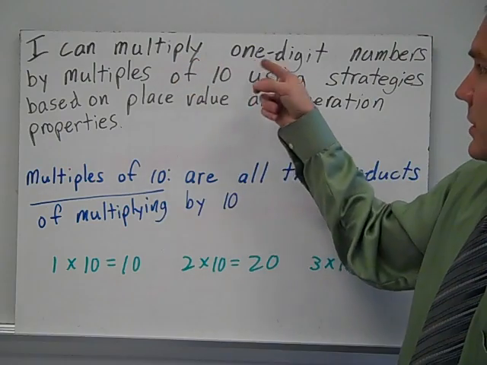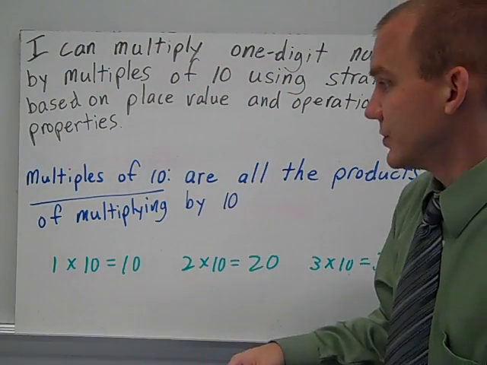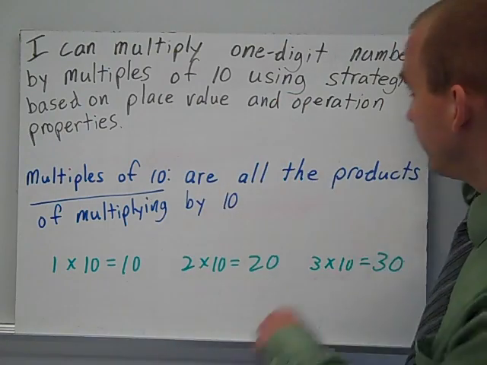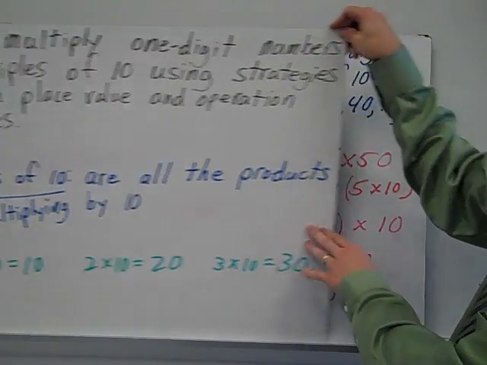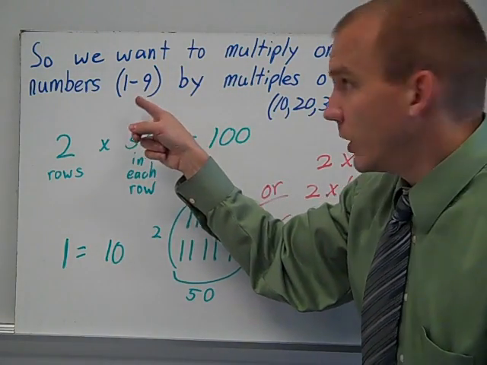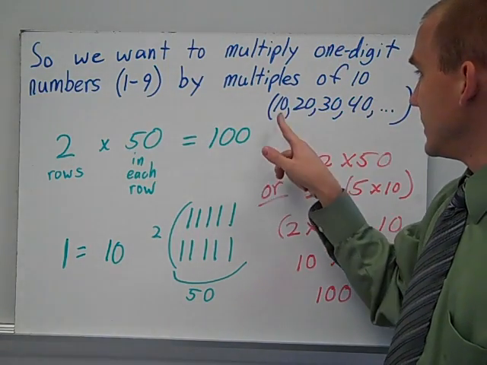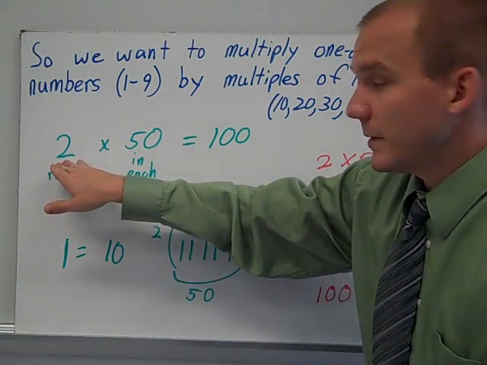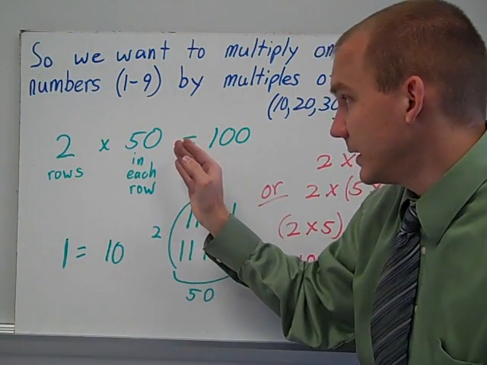We're going to multiply one-digit numbers by that. So those are just one-digit numbers, 1 to 9. And then our strategies we're going to go over. So we want to multiply one-digit numbers 1 to 9 by multiples of 10, 10, 20, 30, 40, and so on. So you might be doing 2 times 50.